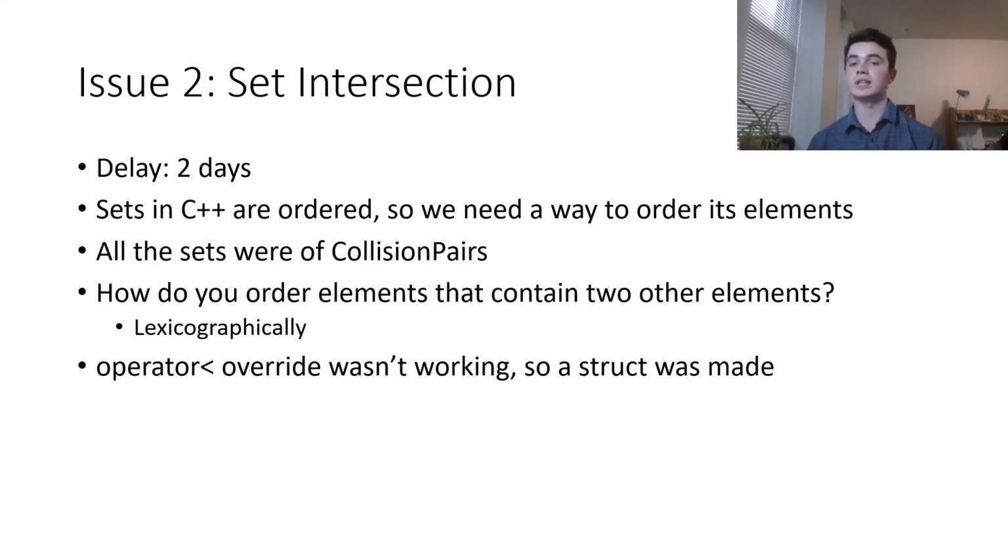Part of the problem was that sets in C++ are ordered, and that works out well to speed up their operations, but it means we need a way to order its elements. We need some sort of function to compare the elements in a set. All of the sets in my program were of collision pairs, which consist of two polygons. So the question I got a little hung up on is, how do you order elements that contain two other elements? And the answer is lexicographically.